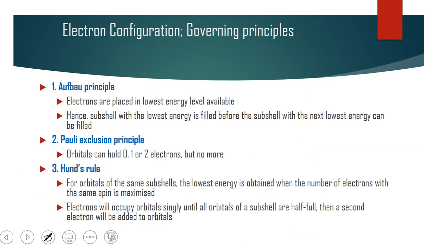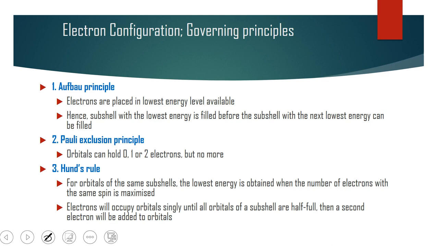Okay, so this means that we apply 3 rules as we do electron configurations. We follow the Aufbau principle, which states that electrons are placed in the lowest energy level available. So the subshell with the lowest energy is filled before a subshell with the next lowest energy can begin to be filled. Orbitals can hold only 0, 1, or 2 electrons, no more.